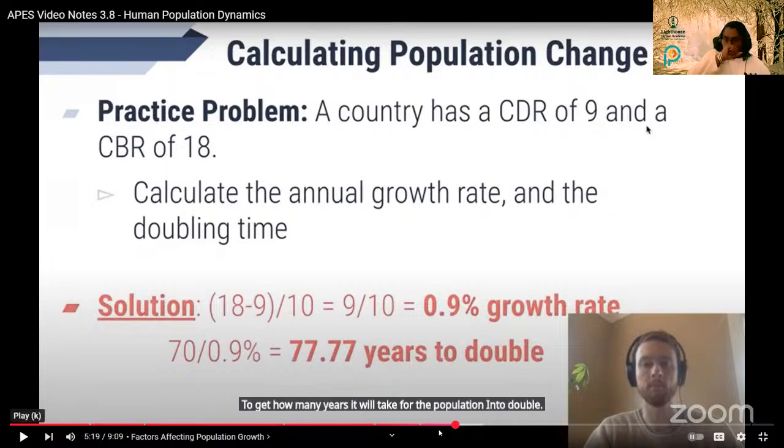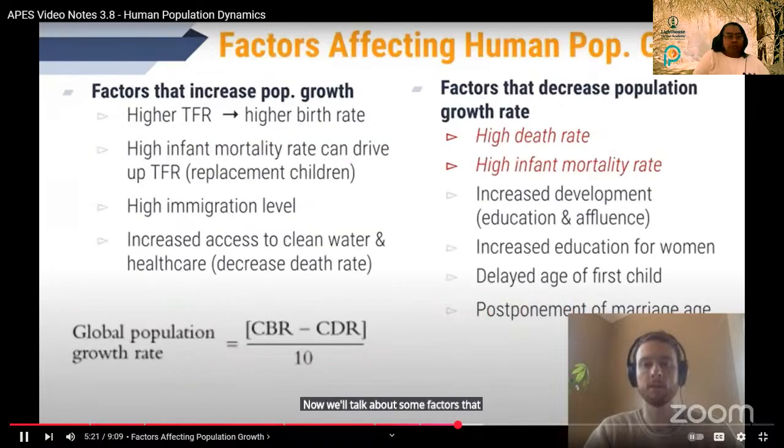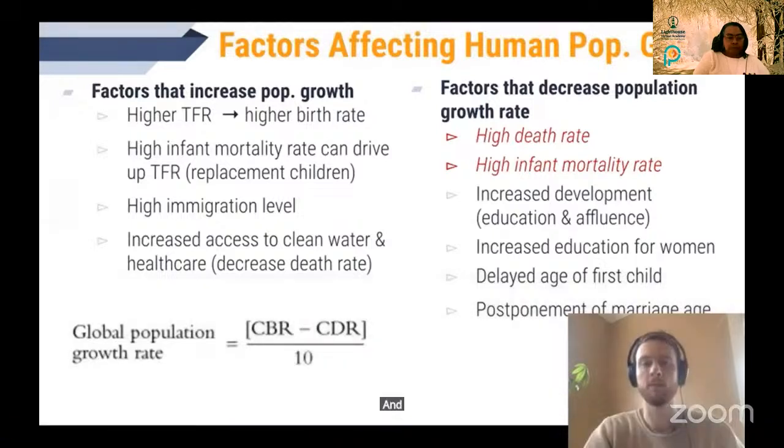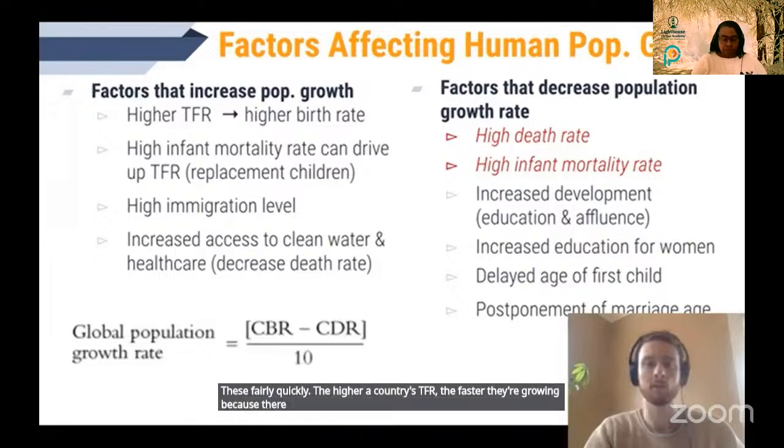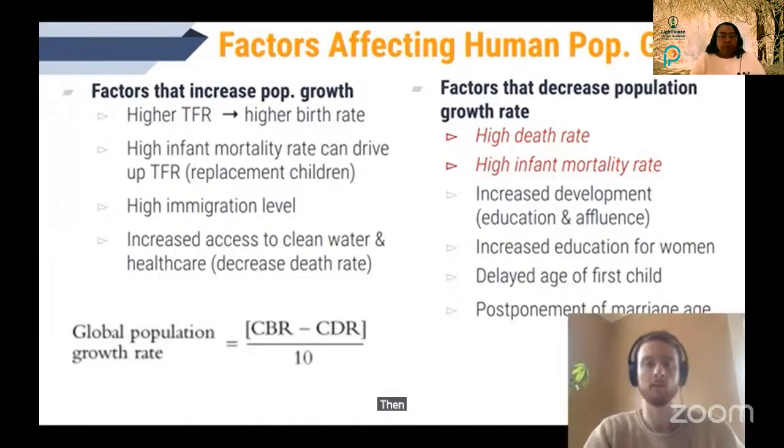Now we'll talk about some factors that affect human population growth. And this is a bit of a review from 3.7, so I'm going to run through these fairly quickly. The higher a country's TFR, the faster they're growing because there's more births. Then we have infant mortality and death rate, which have an interesting effect on population growth.